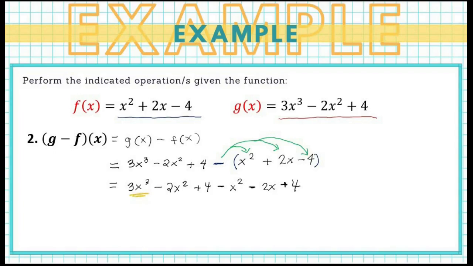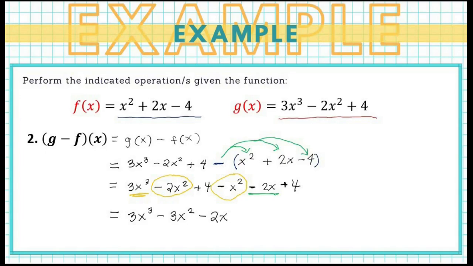Let's check if we can combine anything with 3x cubed. Obviously none, so we simply copy as is. That will become 3x cubed. Next, I can see like terms here, and they are negative 2x squared and negative x squared. So let's combine them. The result will become negative 3x squared. Next, let's check if we can combine anything with the term negative 2x. And since there's none, we can simply copy as is. So that will become negative 2x.